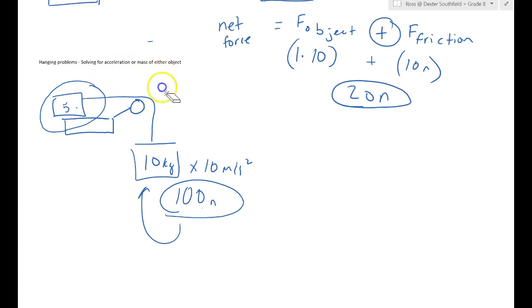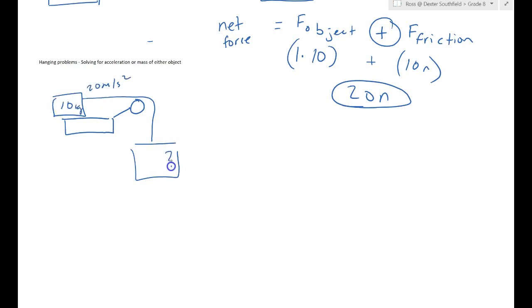If, instead, we knew that this block is going to accelerate at 20 meters per second squared, we could figure out its mass. 100 divided by 20 equals 5. In a different scenario, if we know how heavy this block is and how quickly it accelerates, we know the amount of force that it is moving with. 10 times 20 is going to give us 200 newtons.